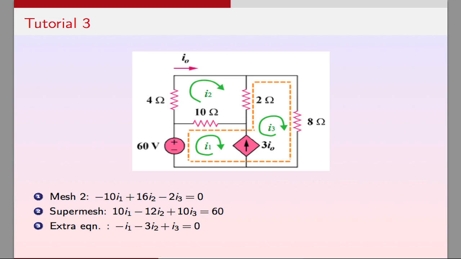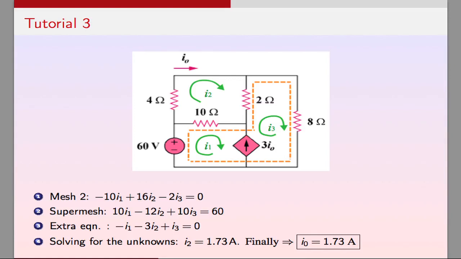Now solving these linear equations for the mesh currents gives I2 equals 1.73, and because I0 is equal to I2, then I0 is equal to 1.73 amps. Notice that this is the same answer we got when using the nodal method. And this is the end of this example.